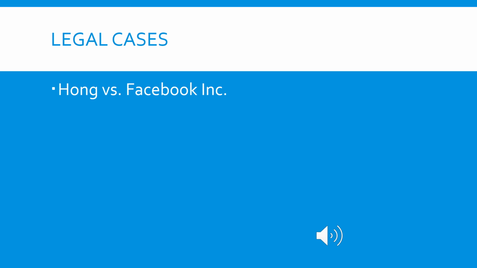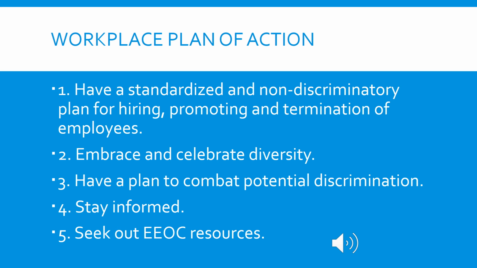Some potential plans for workplace action compliance within the law would be: 1. Have a standardized and non discriminatory plan for hiring, promoting, and termination of employees. The more standardized of a system that you can have, the less able someone is to make a claim that discrimination was made. 2. Embrace and celebrate diversity within the workplace. Acknowledge the environment that you create in the workplace and let it be a place that differences among people are celebrated and encouraged, and not just having one set of standard looking employees.